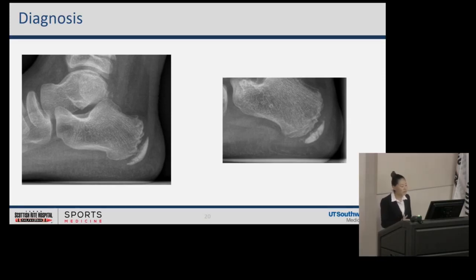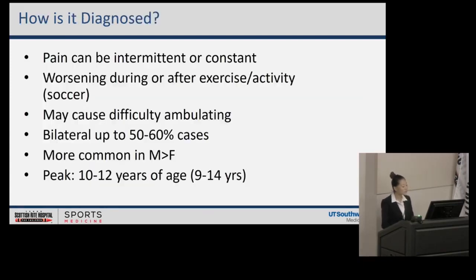So x-rays typically aren't very helpful. But if you are concerned about some other bony pathology, then certainly they can be helpful. These calcaneal apophyses appear around 8 to 9 years of age and tend to fuse around 12 to 15 years of age. Obviously, it occurs a little bit earlier in females due to sooner skeletal maturity than males.